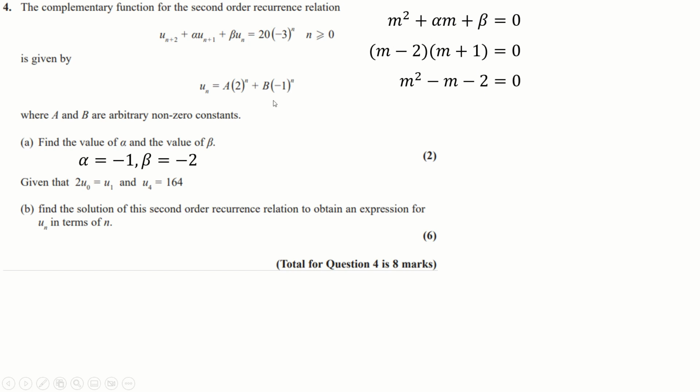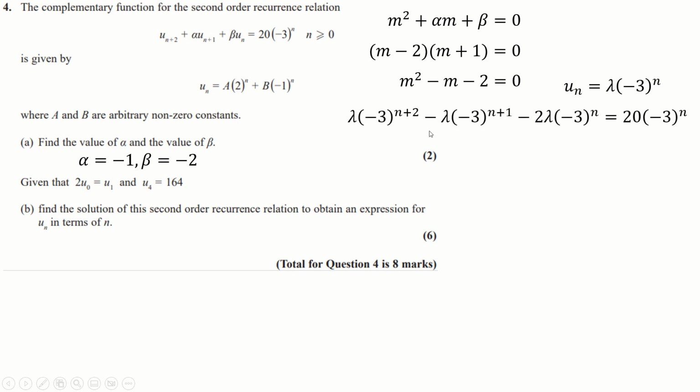Next, if we're going to solve this properly, we need to think about the particular solution, so this bit here. So we'll just set un to equal lambda times minus 3 to the power n to start with. And now, of course, that makes un plus 2 equal to lambda times minus 3 to the power n plus 2. It makes un plus 1, and remember, alpha is minus 1, so that's just there. But un plus 1 is just lambda times minus 3 to the power n plus 1. And then this is just lambda n here, with this minus 2 as beta that we had before. And that equals all of this.